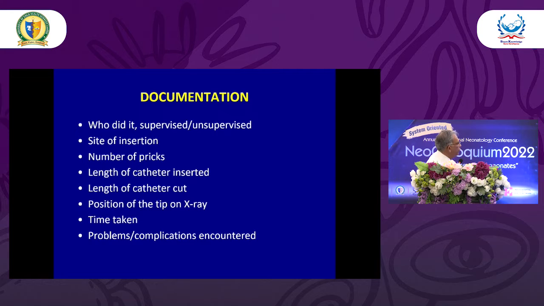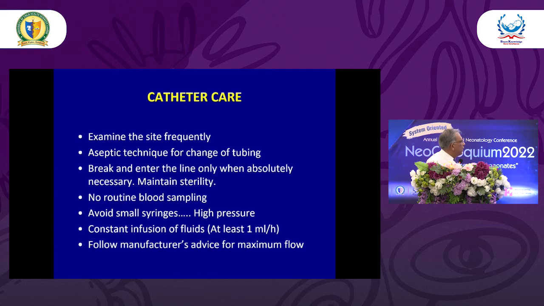Documentation after doing a procedure is extremely important, whether it is done supervised or unsupervised: site of insertion, number of attempts, length of catheter inserted, length of catheter cut, position, and tip on the X-ray. It's very important because sometimes we need to follow it and sometimes the tip moves, so we need to have the position at the time of insertion. Also document how much time was taken and the different complications encountered during the procedure.